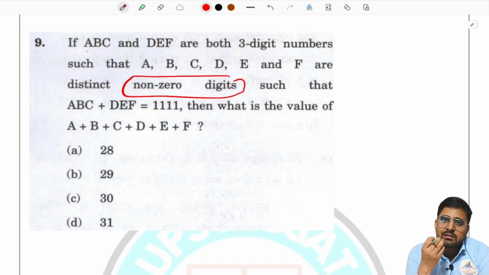Second thing I take from this question, they have just said find the summation of all the digits. They are not asking about the particular digits. Are you getting my point? It really doesn't matter what the value of A is, what the value of B is, what the value of C, D, and so on is. The only thing that matters is the sum. What will be the sum? That is the major question.